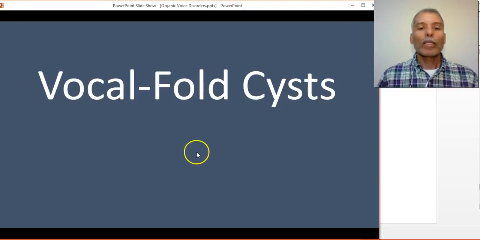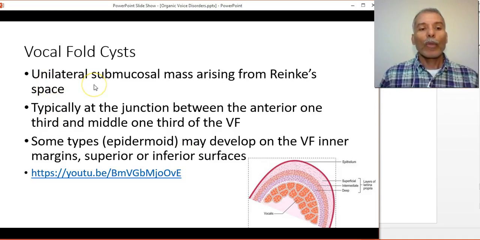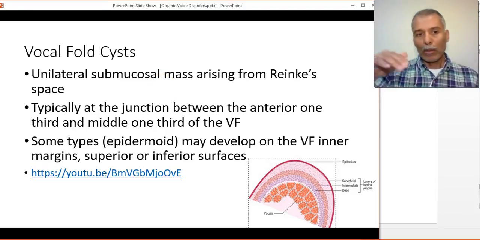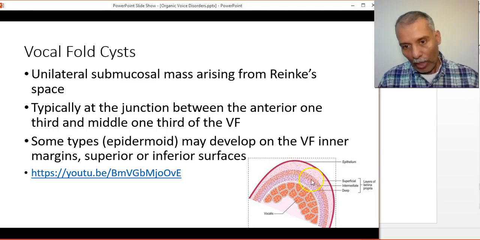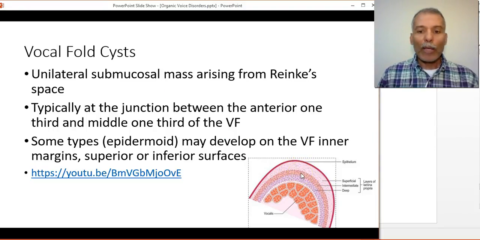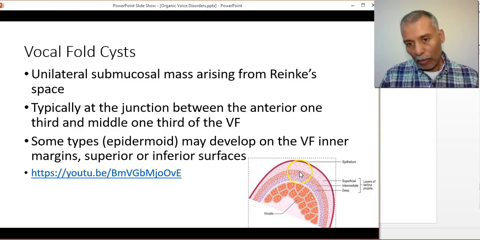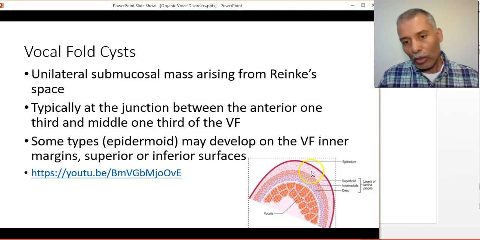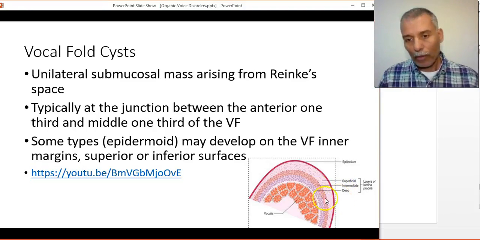Vocal fold cysts are growths that develop on the vocal folds, and they are mostly unilateral, and they mostly grow under the mucosa. So the mucosa includes here the epithelial membrane, and then you have the superficial lamina propria. Basically, they arise here between the epithelial membrane and the superficial lamina propria in this area here. Then they push out on the tissue, and depending on the kind of cyst, the tissue is going to create a sac bulging out, filled with all these kinds of fluids. So it becomes a mass, mostly on one side.